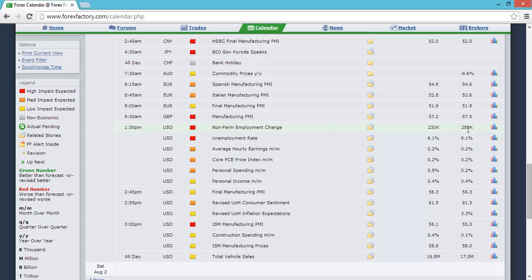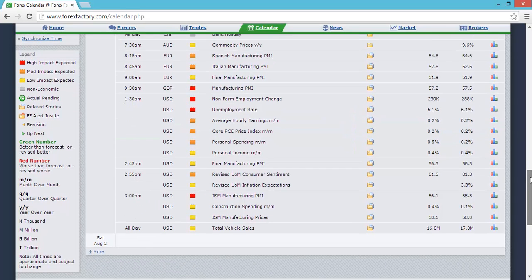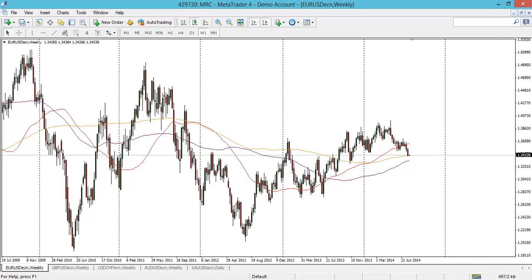We're expecting 230k is the forecast. The previous was 288,000. So big numbers there. Also, the US unemployment rate comes out at the same time, expected at 6.1%. And to round off the week, the US ISM manufacturing PMI numbers. Above the 50 benchmark is the forecast, so 56.1 is the forecast number. So quite an interesting week in terms of data.